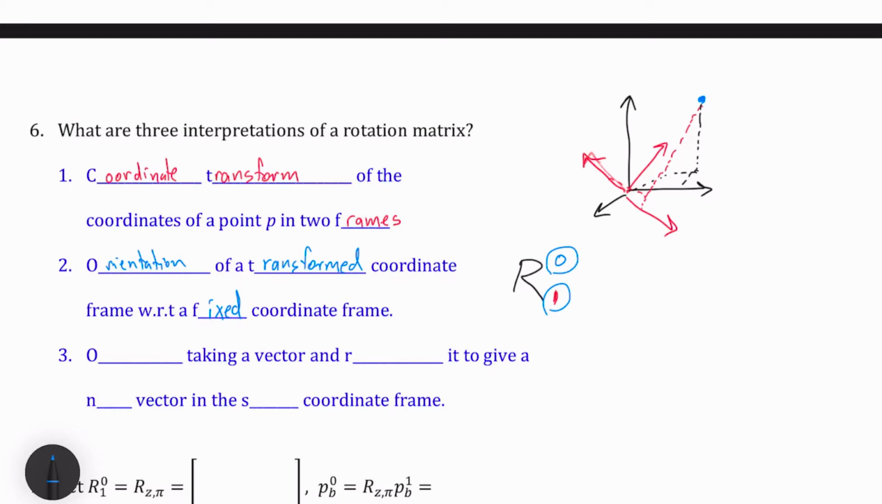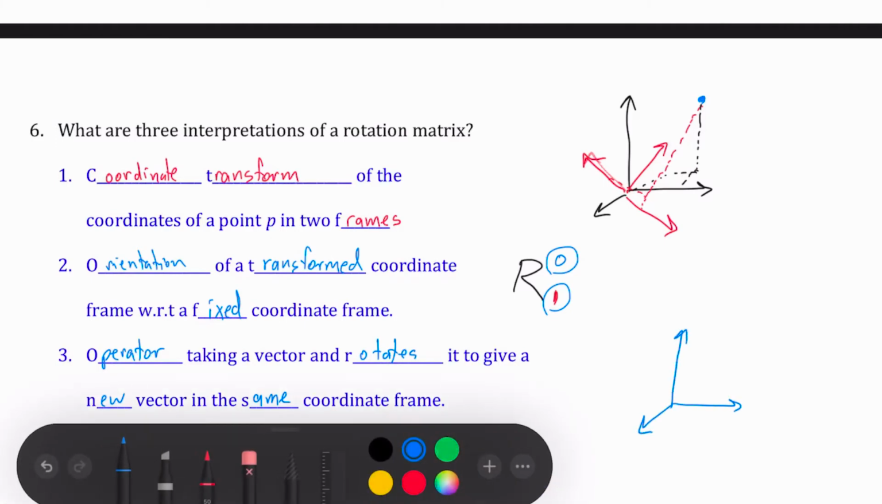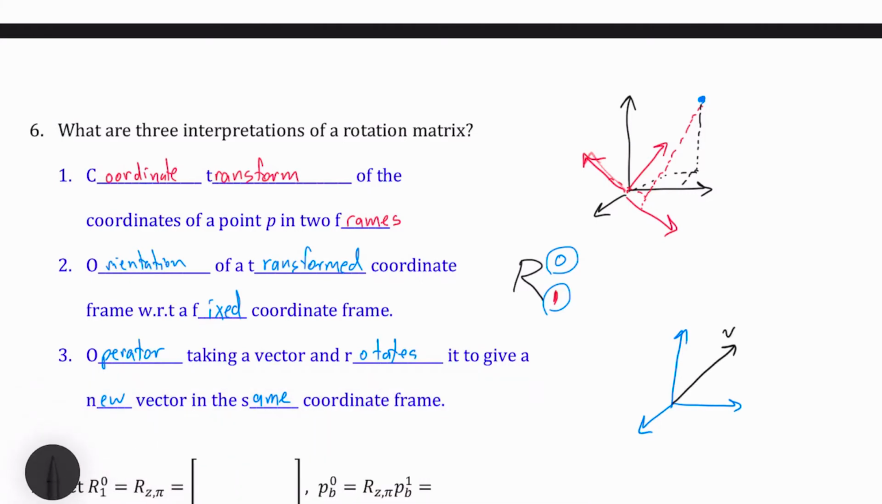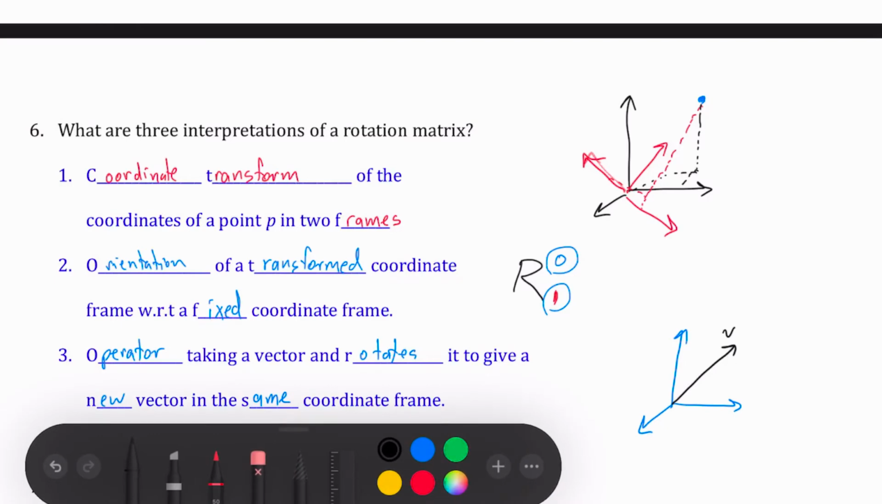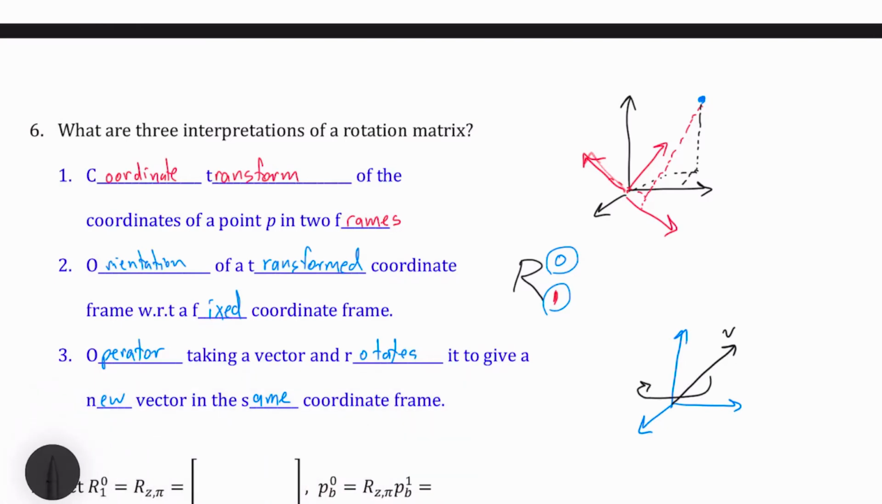And our third way to think about a rotation matrix is as an operator that takes a vector and rotates it to give a new vector in the same coordinate frame. And we'll use this in robotics because we want to move some vector. So I've got some fixed coordinate frame, and I've got some vector v. Maybe what I want to do then is take that vector and rotate it to a new position.